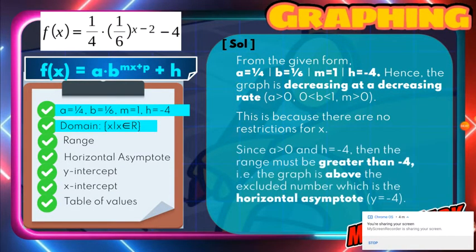For the range, since a is greater than 0 and h is equal to -4, the range must be greater than -4. It's because the graph lies above the horizontal asymptote, which is y equals -4.